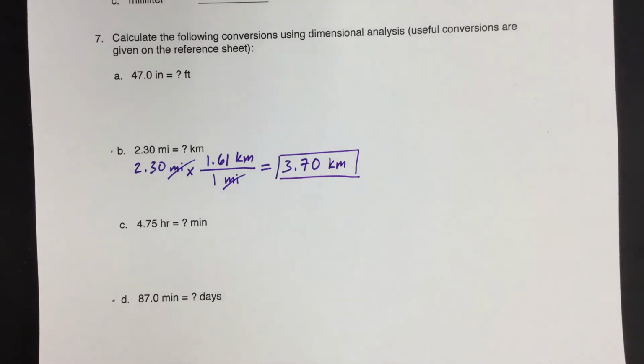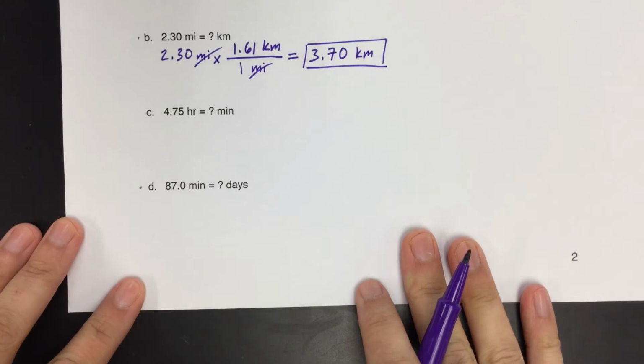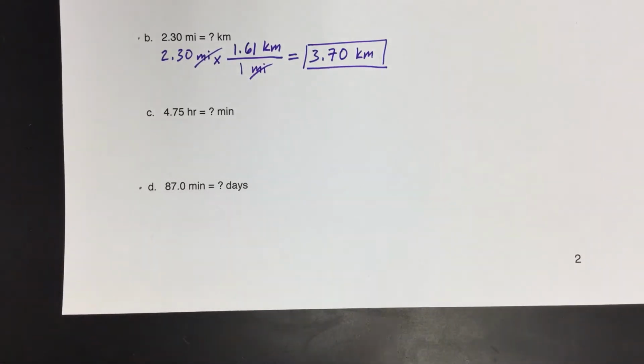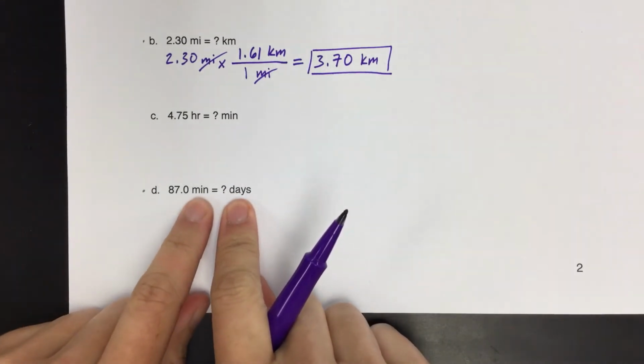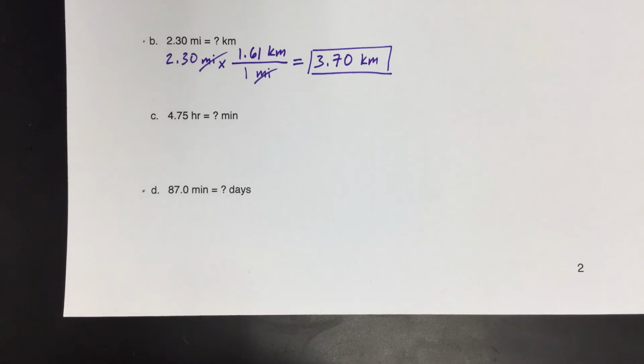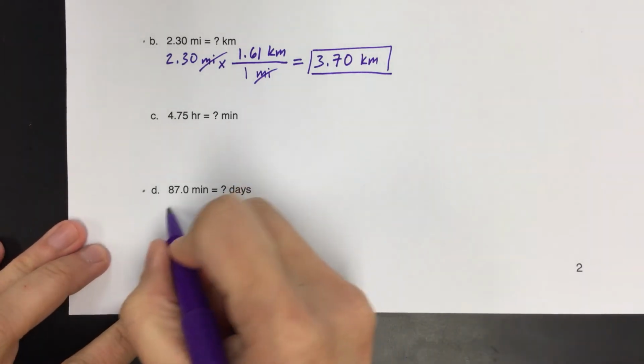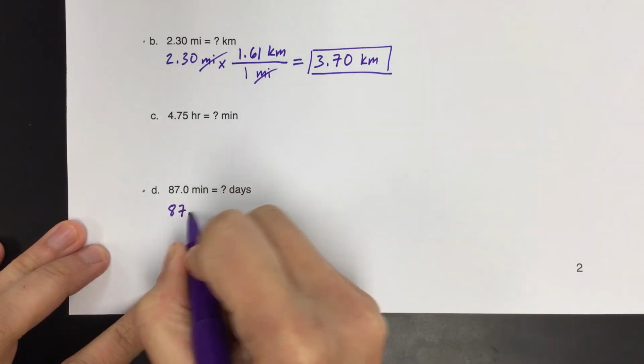All right, so that is our first dimensional analysis example. Let's go on to a little more difficult one. D, 87.0 minutes equals how many days? So we want to get to days. We're given minutes. Those are both measures of time, so that's a good sign. So we're just going to start with the number that was given to us.